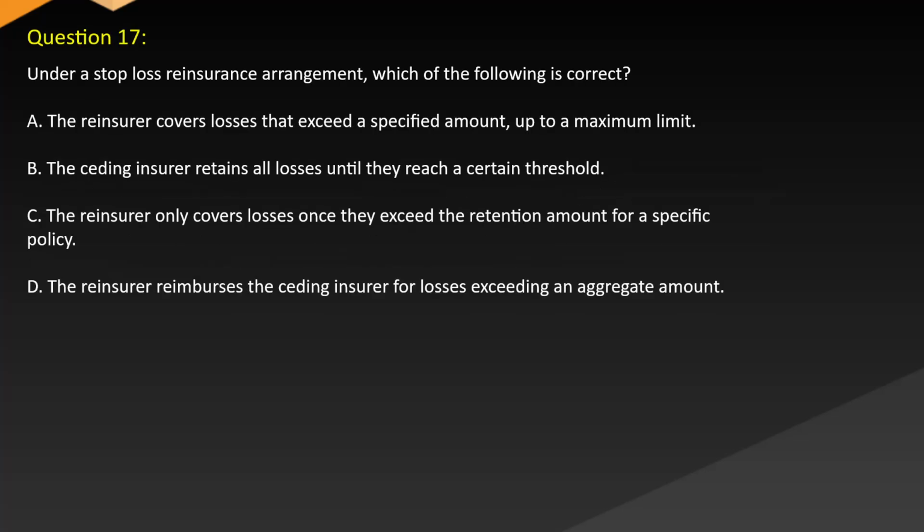Question 17. Under a stop-loss reinsurance arrangement, which of the following is correct? A. The reinsurer covers losses that exceed a specified amount up to a maximum limit. B. The ceding insurer retains all losses until they reach a certain threshold. C. The reinsurer only covers losses once they exceed the retention amount for a specific policy. D. The reinsurer reimburses the ceding insurer for losses exceeding an aggregate amount.